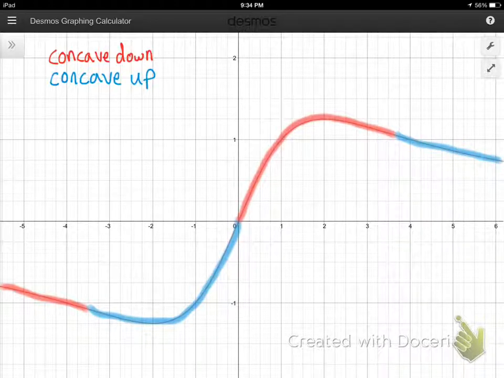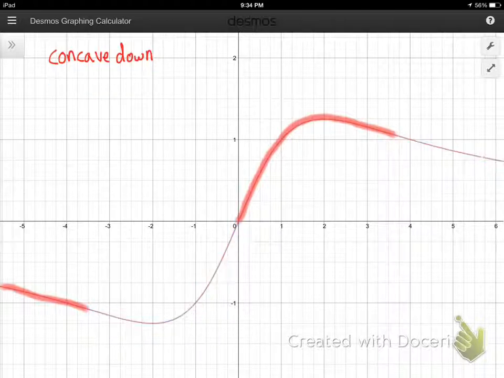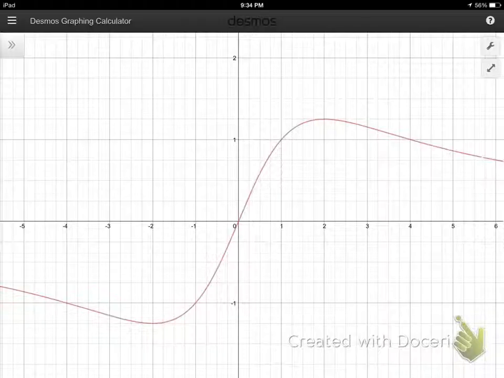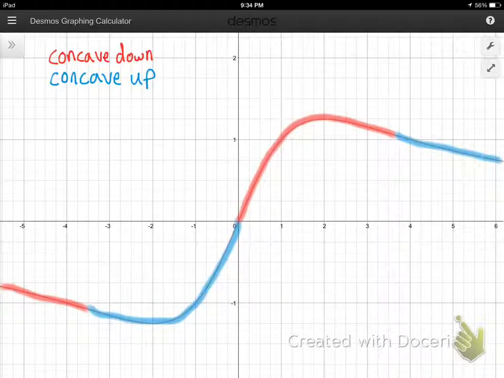And so that's where it's concave down, there in red. And then it's concave up like a cup, where I've now marked in blue. And you can see that it is starting to turn down a little bit there as you pass that point, 2 square roots of 3. As you pass those points, 2 square roots of 3 and negative 2 square roots of 3, which again are about 3.46 in absolute value. Okay, and then we have our points of inflection, those points there where the concavity is changing.